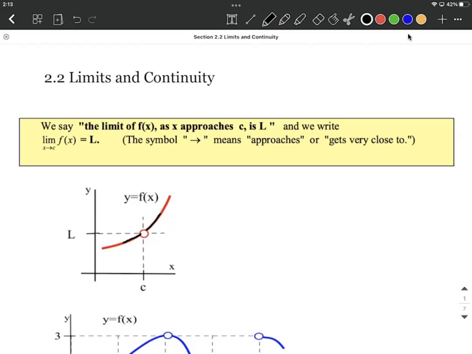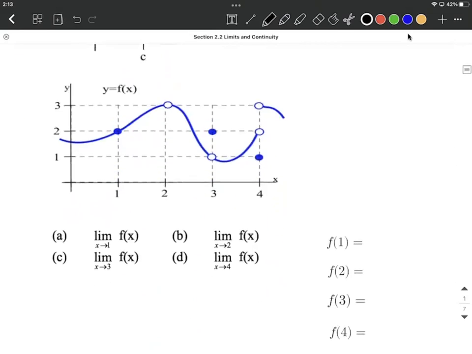Now, it's not important whether the point is actually on the graph or not. As you can see on ours, we have the open circle indicating the point's not there, only that from the left side and the right side, you're getting close to the exact same y value. Not specific for whether the point is actually on the graph or not. So let's take a look at an example here.